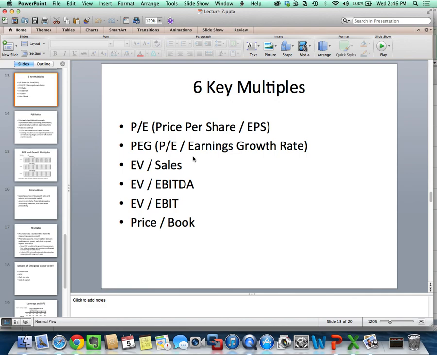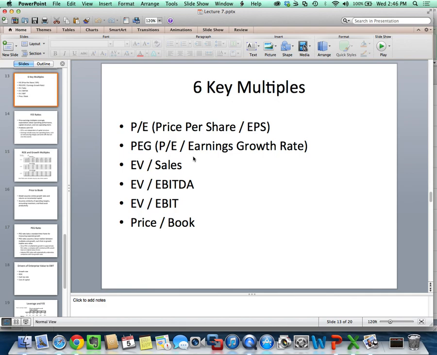ratio. Now, in theory, what the PEG ratio tells me is, where the PE says, how much am I willing to pay for a unit of earnings, the PEG ratio tells me, how much am I willing to pay for a unit of earnings growth? So the PEG is all about what I pay for growth.